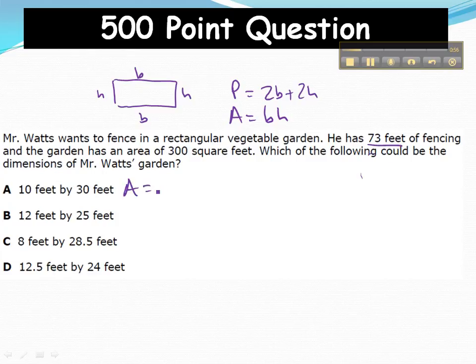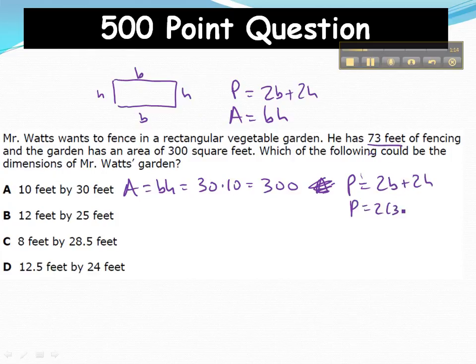Area for A equals base times height. Area equals 30 times 10. That is 300. So far so good. And we need to check the perimeter. 2 times the base plus 2 times the height. Perimeter is 2 times 30 plus 2 times 10. 2 times 30 is 60 plus 2 times 10 is 20. That's 80 feet of fencing, and we don't have 80 feet. We only have 73 feet, so that's not going to work.